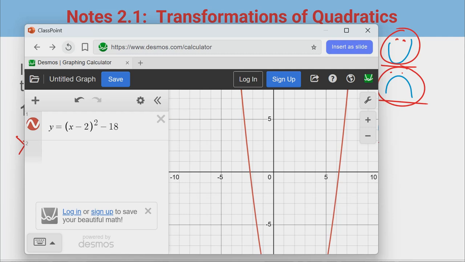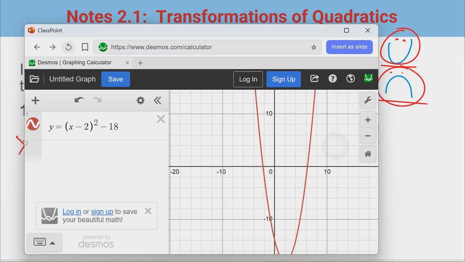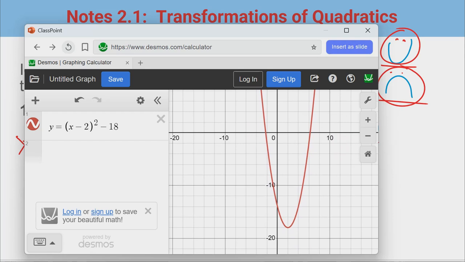Right? I see my graph here. I'd have to zoom out a little bit. But I see that it is upward opening. Right? The graph opens up. And I see that the graph shifted to the right and then down. Right? This vertex shifted to the right and then down.